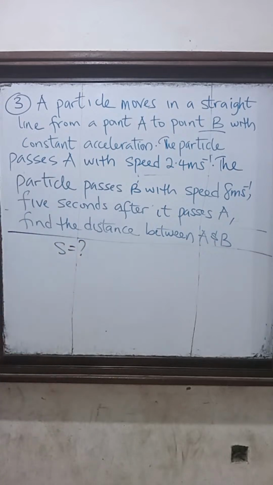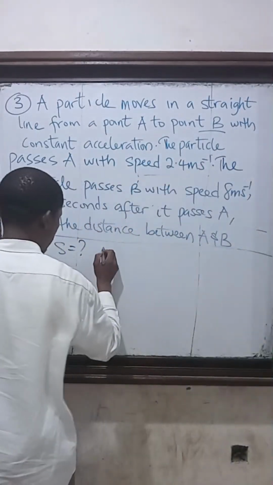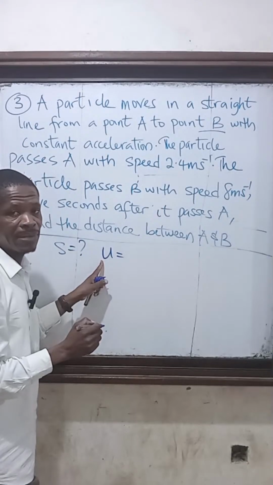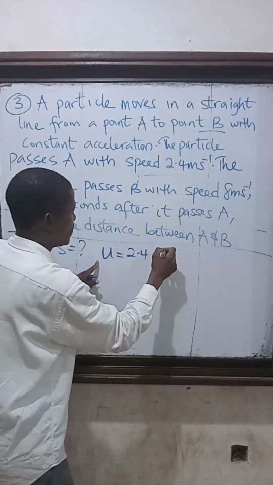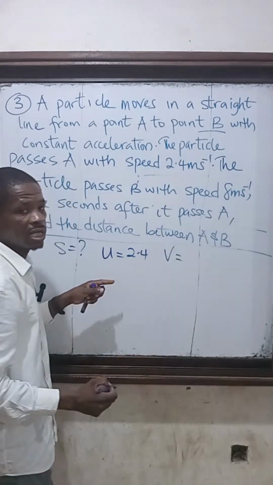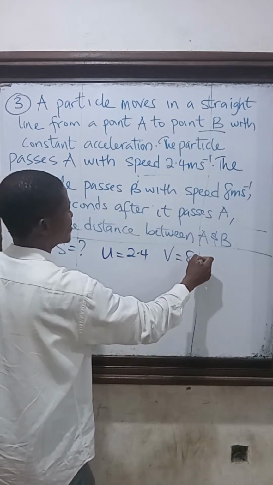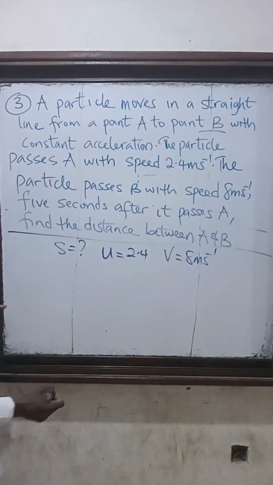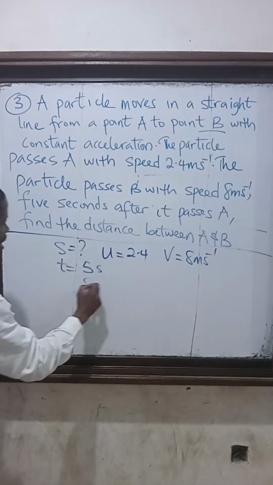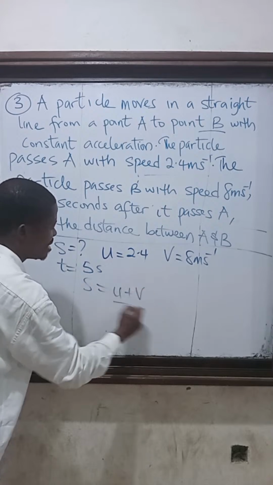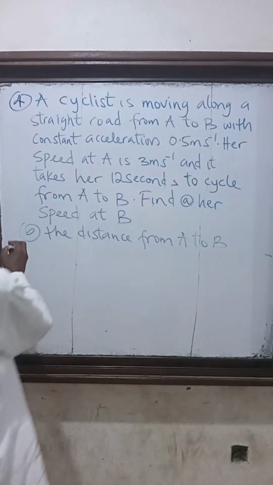Those 2 points it passes. The first one will be the initial, that's the first place it passes. U is 2.4. V is the second point, which is 8 meter per second. And then T is 5 seconds. So use this formula and put your answer in the comment section.